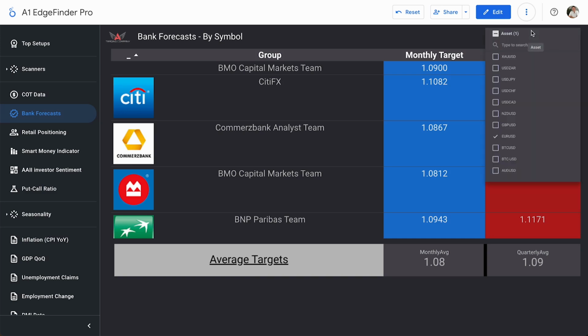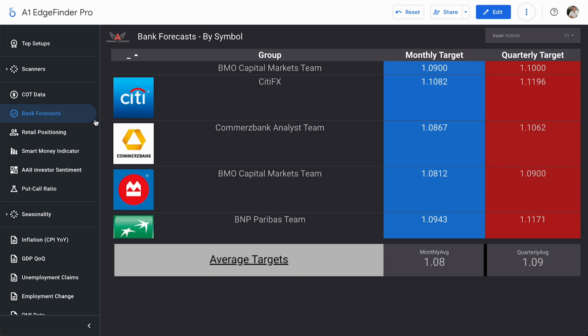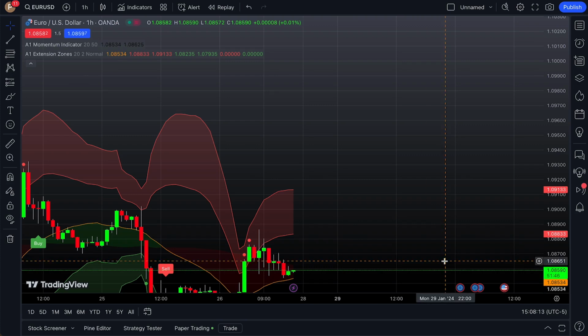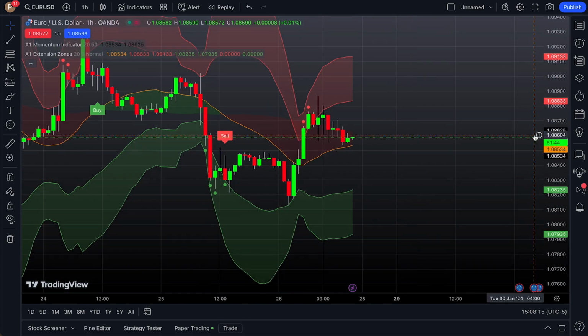We can take a look at any of these US dollar pairs as well as Bitcoin and gold when we're looking at bank forecasts. And we're starting off with the euro. And on a monthly average, these banks, again, this is all the banks combined, monthly average, they believe price is going to be around 1.08. And if we pull up the chart here, we can see that price is already inside of that 1.08 range.